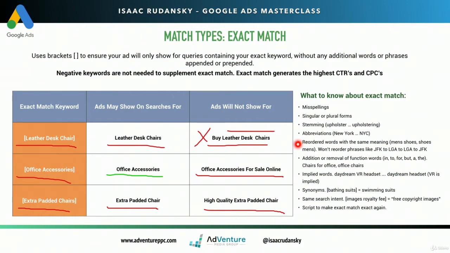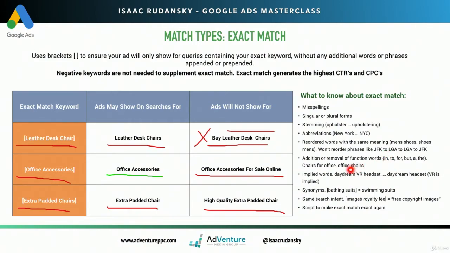This is an interesting one. Reordered words with the same meaning. So Google is extremely vague on how they treat this because this sounds really like broad match modified. Again, of course, the real big difference is it has to only be these words. It can't be any additional words, and it can't be any words missing. But if it has the same exact meaning, according to Google, they might trigger your ad. So if my keyword says men's shoes, and somebody searches for shoes men's, and Google cannot differentiate a meaning or some sort of intent between the two, then Google retains the right to trigger that exact match keyword.